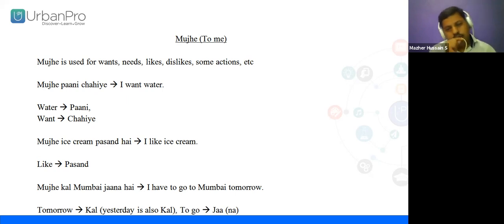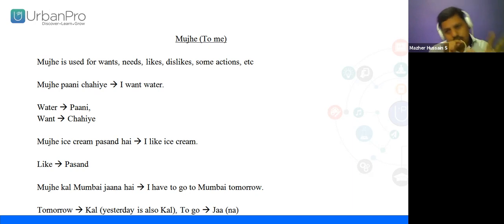And from the word my, we can derive mera, which is for masculine, meri, which is for feminine, mere, which is for plural and respect, and we also have mujhe, which is to me. So when I want something, or when I need something, when I like something, when I don't like something, or when I want to do something, we have to use the word mujhe. I hope you understood.